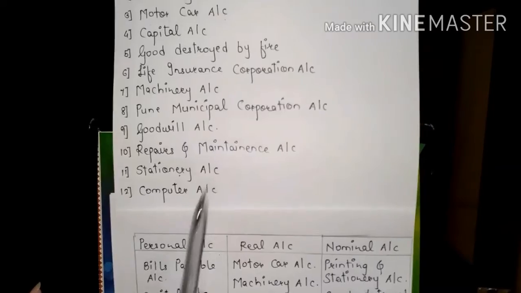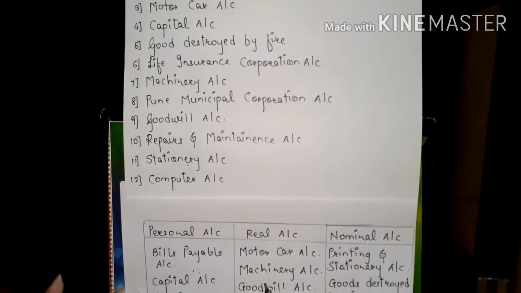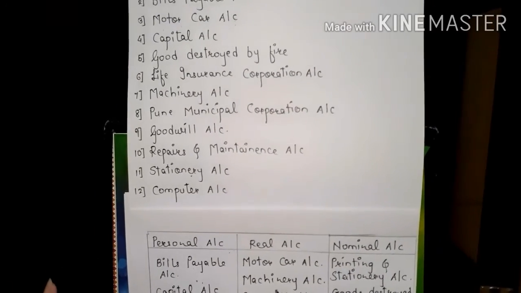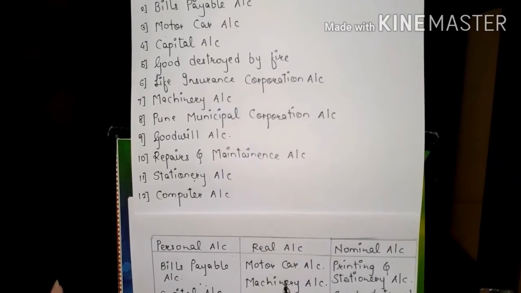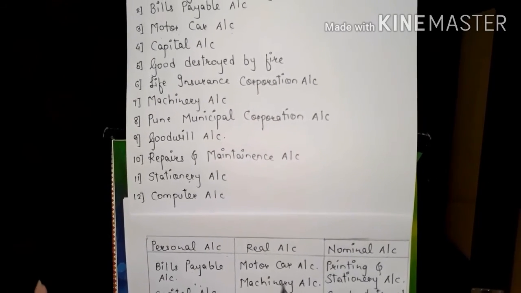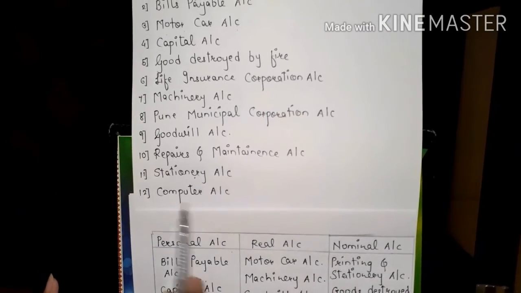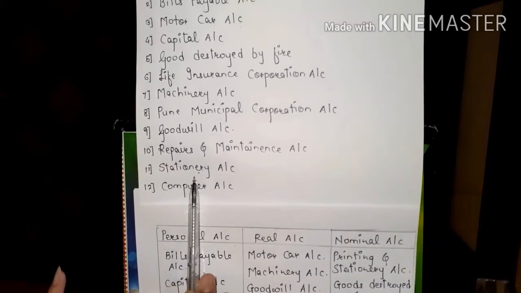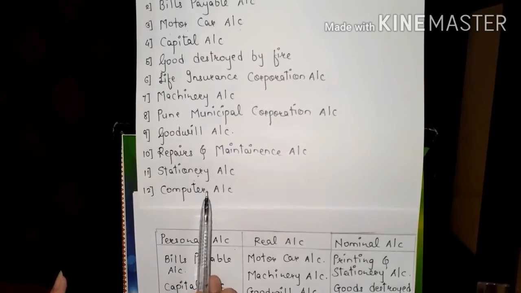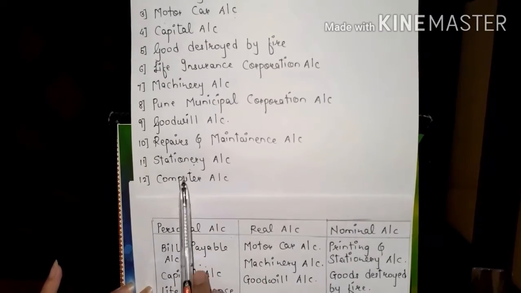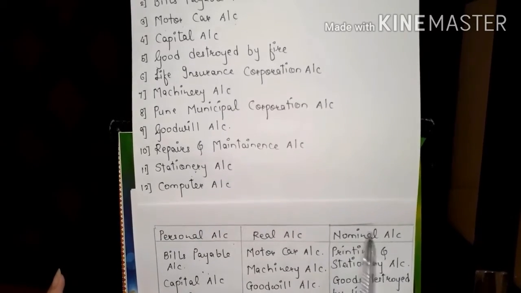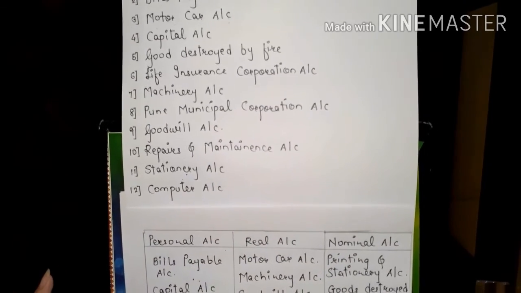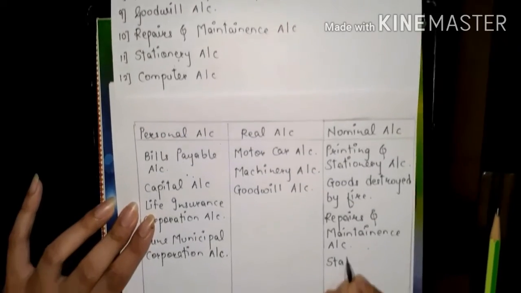Now stationery account. Now stationery, if your business needs any files, any folders, any pencils, pen, whatever your business needs, that is called stationery. Now we are not producing that. We will obviously purchase it from somebody. So stationery account will come under nominal account. That is our expense.